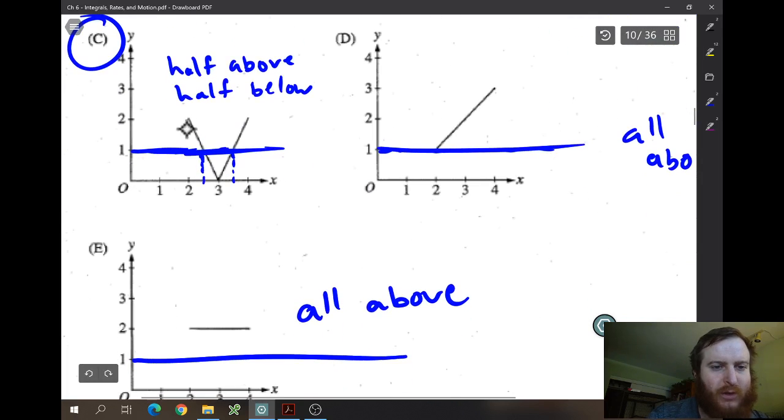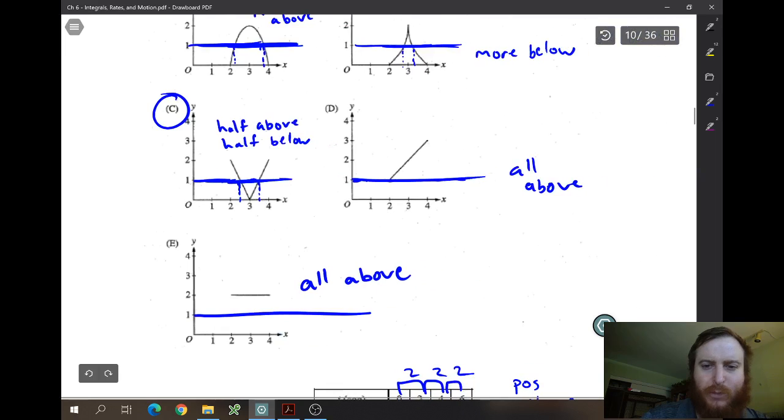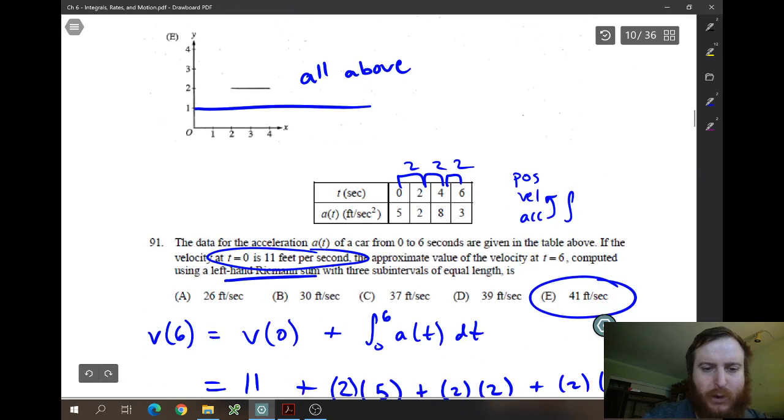Here, this graph is literally half above 1 and half below 1, right? And it intersects right in the middle. So that's an average value of 1. This graph is always below 1 and always above 1 in both D and E. So that's how that one works. I know it's a little bit weird.